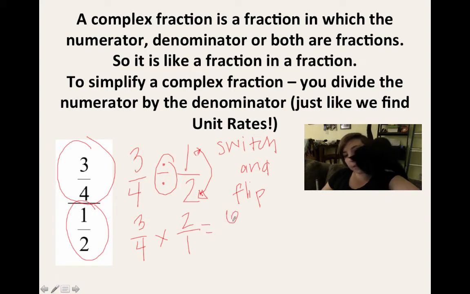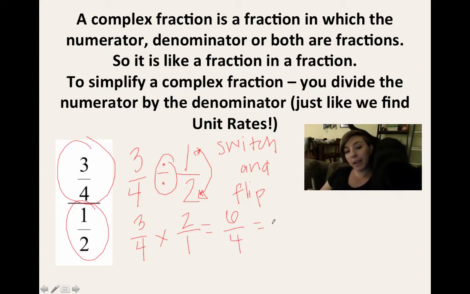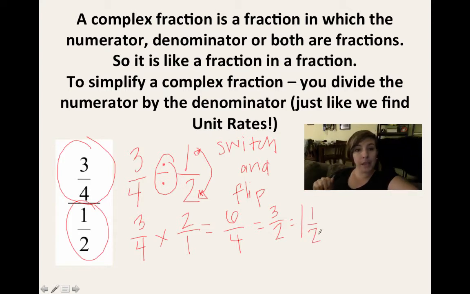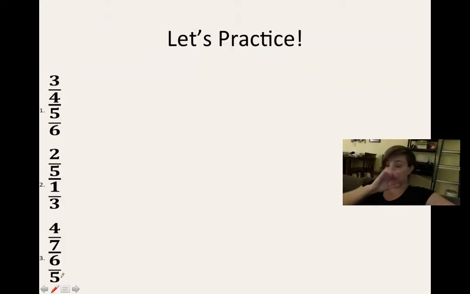3 times 2 is 6. 4 times 1 is 4. Simplify that down. You can divide both of those by 2. You end up with 3/2, or 1 and 1/2. So that is how you solve complex fractions. It's how you divide fractions.